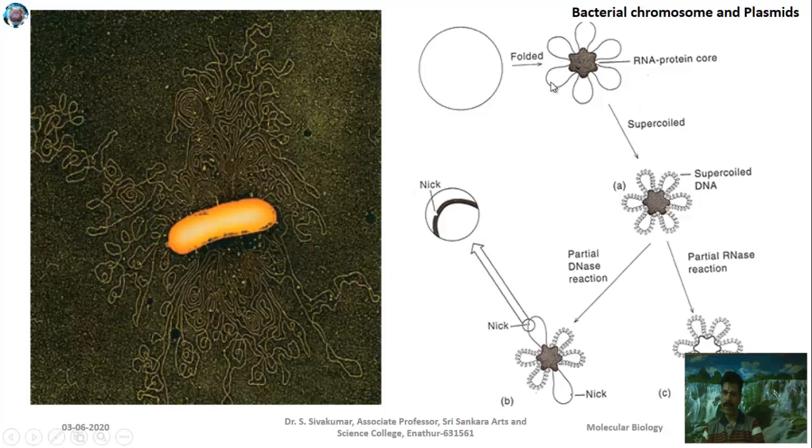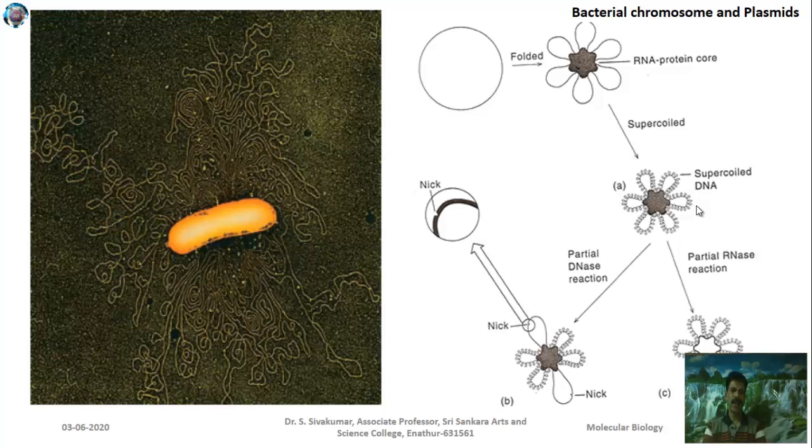So the DNA is first attached with the RNA protein core, and then it gets supercoiled, and then a doubt arises. There are two things we have to confirm here. One, the DNA is attached with the RNA protein core. The other is whether it gets supercoiled or not. This experiment was actually carried out by a scientist known as Petitjean, with the help of two enzymes, namely RNAse and DNAse.